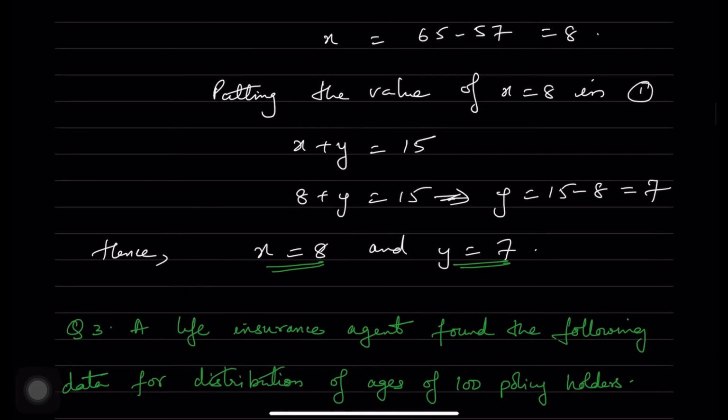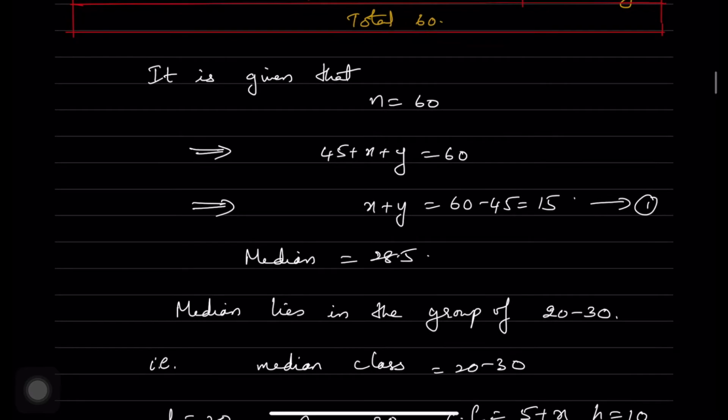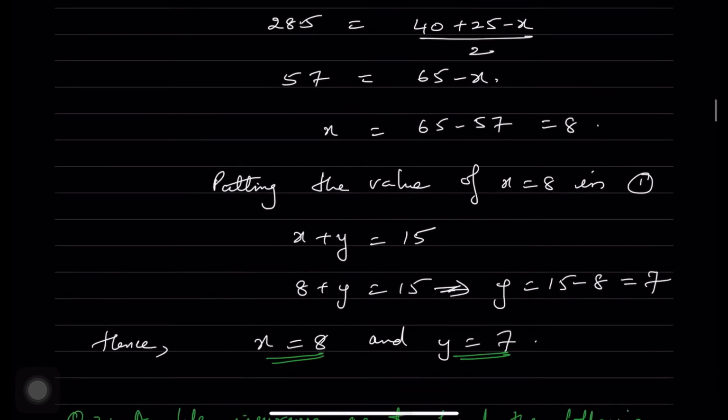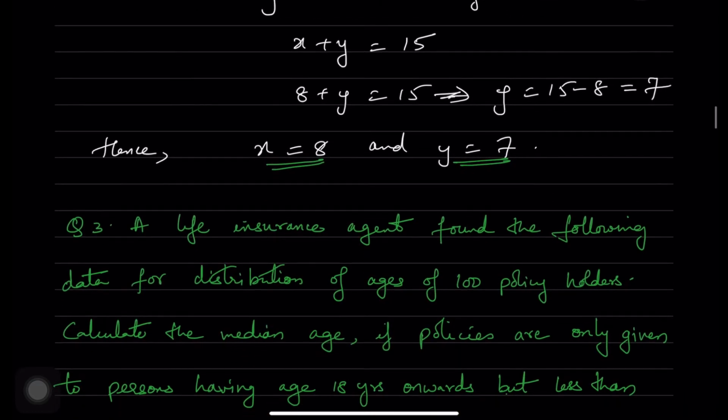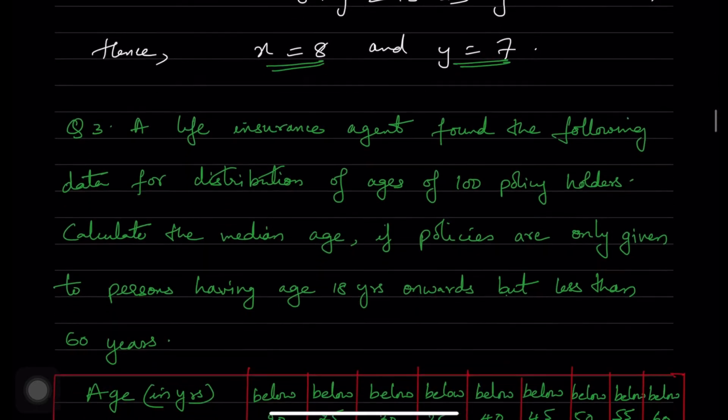So putting the value x is equal to 8 in this equation 1, that is x plus y is equal to 15, you will get the value of y. So 8 plus y is equal to 15, y is equal to 15 minus 8, which is equal to 7. x is equal to 8 and y is equal to 7.